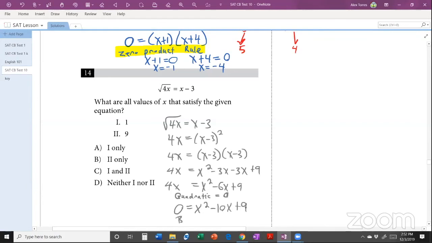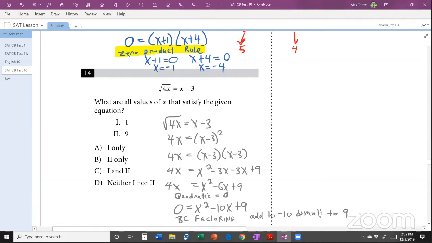And now we're right back at our BC factoring because we've got a number in the B spot, which is negative 10, a number in the C spot, which is 9. And in the A spot, we've just got the invisible number 1. So BC factoring, we need two numbers that add to B and multiply to C. They need to add to negative 10 and multiply to positive 9.